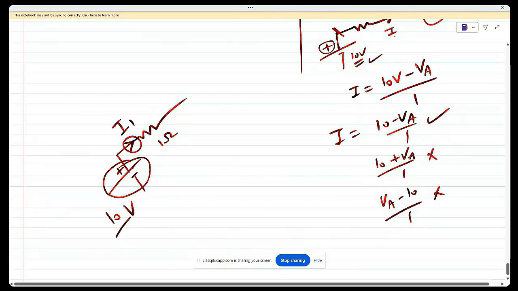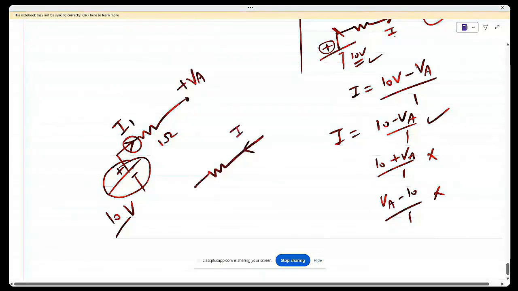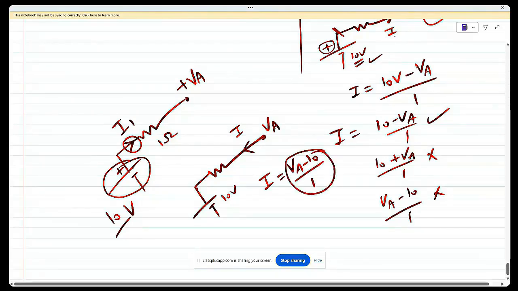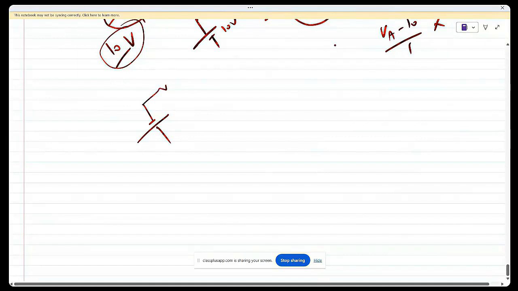If I had assumed the current I like this, from VA, and here it is 10 volt, then the formula for this I would be VA minus 10 upon 1. Getting the point? This would be when I assume I originating from VA, but in my case I have assumed this I1 originating from this 10 volt battery. Let's say your battery was connected like this, and you have assumed the I1 like this. This is 1 ohm and here it is plus VA. Then what will happen? VA will not be positive for writing I1. This is nothing but minus plus.